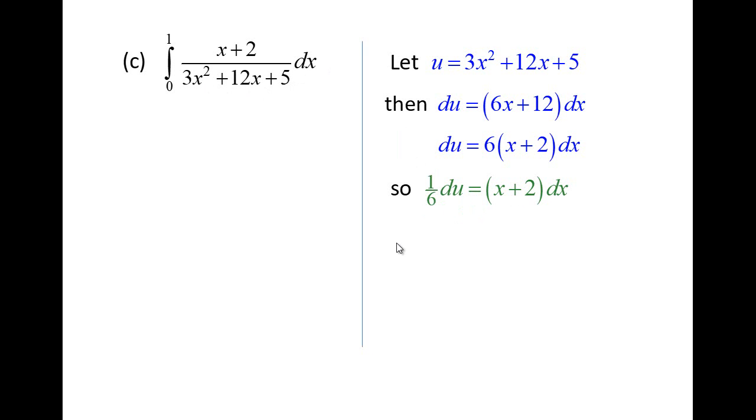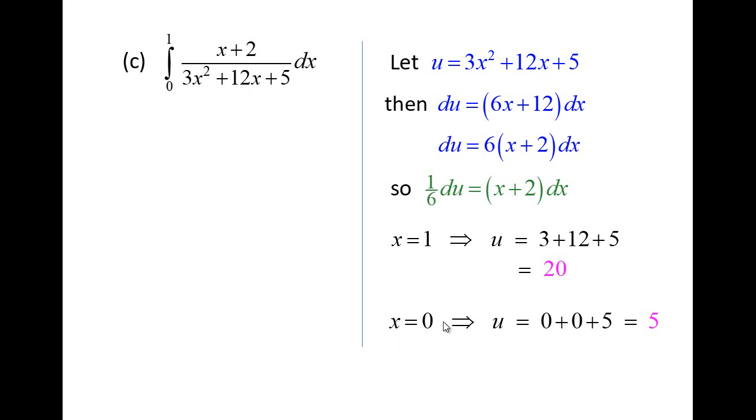Now the new limits of integration, what are they? Well, when x is 0, right, x is going from 0 to 1. So when x is 0, notice that u would be 5. When x is 1, u would be 3 times 1 plus 12 times 1 plus 5. So u would be 20 in that case. And so the new limits of integration would be 5 to 20.